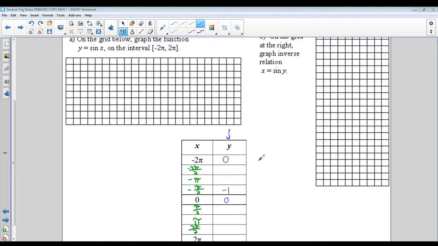So I would like you to pause the video, and actually you can do the same thing for cosine, which is on the next page of your notes, and then tangent, which is on the page after that. So fill in your charts. We'll go over them in a second. Graph your functions, and then I'll tell you your next task for those inverse functions. So please pause now, and then we'll talk.